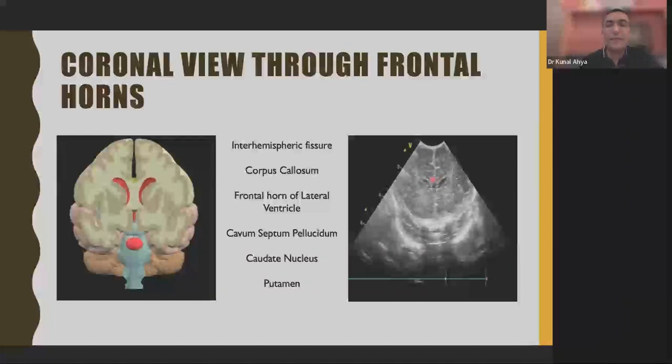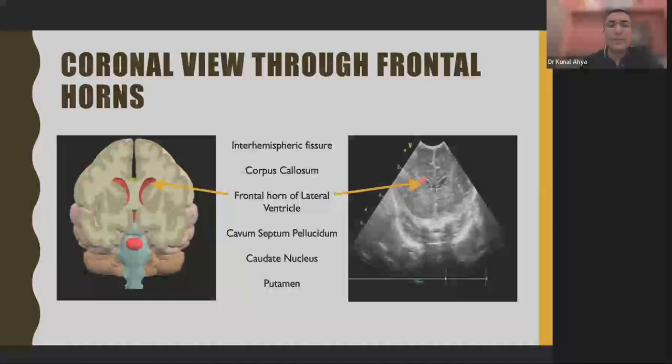If these two parallel lines are not seen easily, you can identify that this child might be having a corpus callosal agenesis. So this is the area where you can see the two parallel lines, that is the corpus callosum. Then these two structures are the frontal horn of the lateral ventricle.